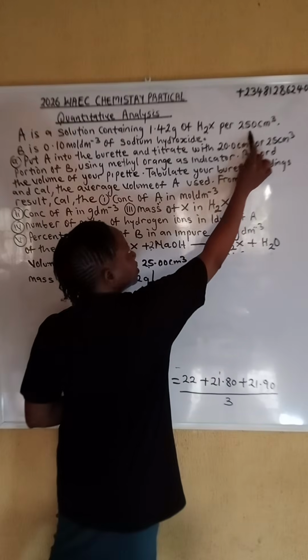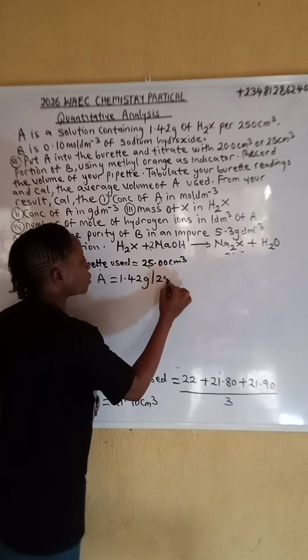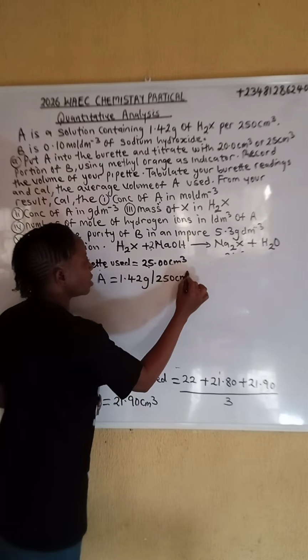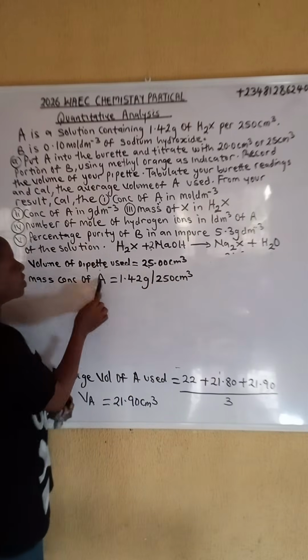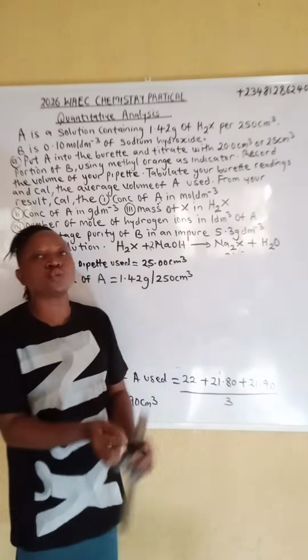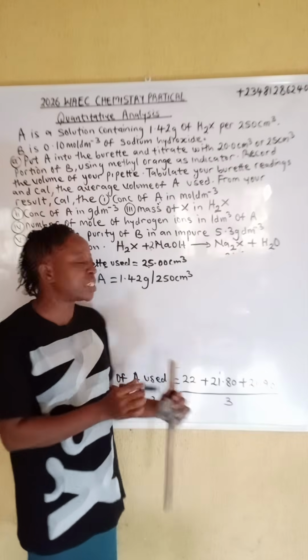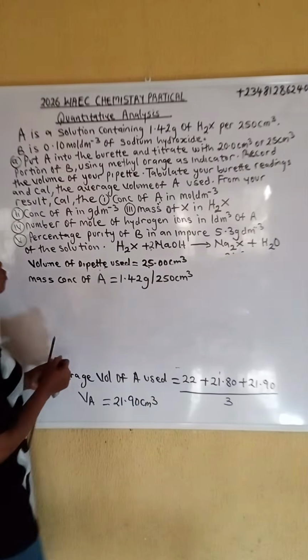250 centimeter cube. It's not in gram per dm cube. Before you use this mass concentration to calculate anything, you must convert it to gram per dm cube. It must be converted to gram per dm cube before you use it. Now let's proceed.